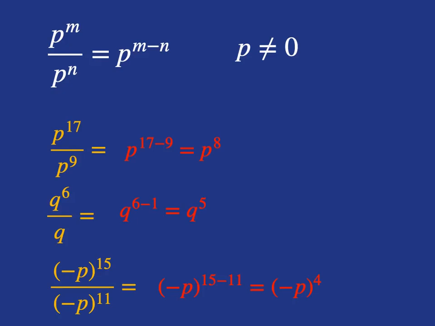And if you wanted to, you could actually say that negative p to the power of 4, because you can have a negative times a negative times a negative times a negative, it's going to end up being positive. So you could equally well have written p to the power of 4.